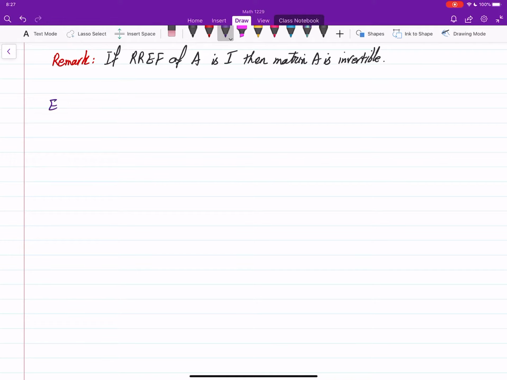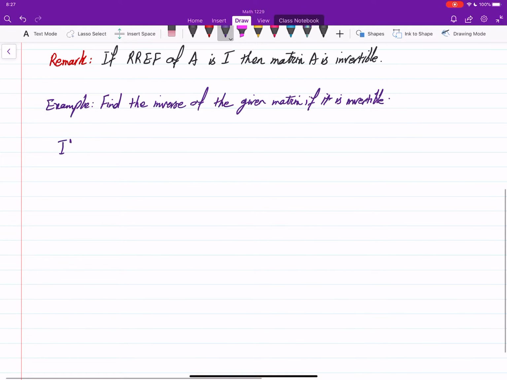Example, find the inverse of the given matrix if it is invertible. Okay, the first matrix A is [1, 2; 1, 3]. Let's do this one. Step 1, form [A | I].